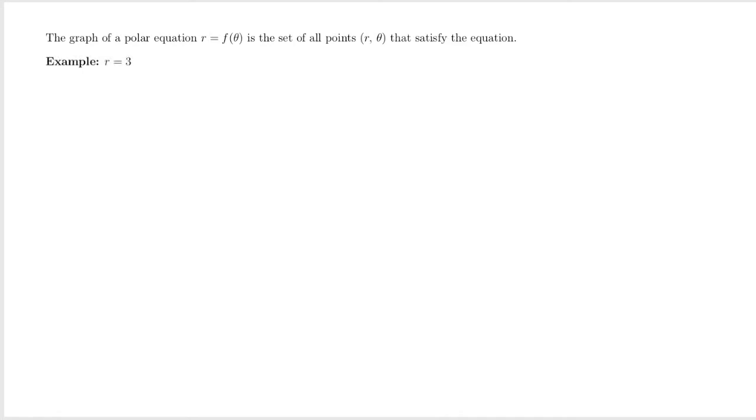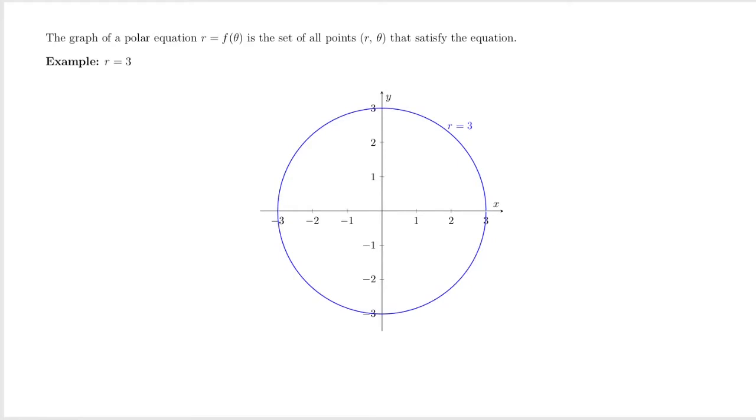Let's take a look at an example. We'll look at the graph of the function r equals 3. And that will be the set of all points r, theta where r is equal to 3 and theta is anything, which simply looks like this. It's the circle of radius 3 centered at the origin. And it's worth noticing how simple the polar coordinate curve equation is, r equals 3, when compared to the equation for the same curve in Cartesian coordinates, x squared plus y squared equals 3 squared.